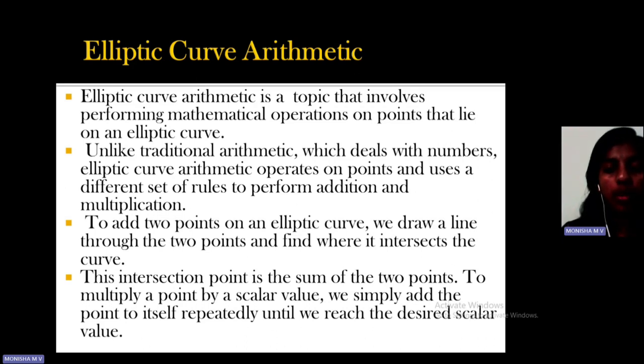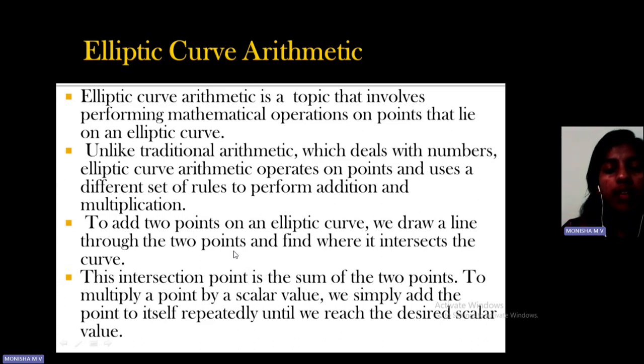If we suppose, we have to draw a line through the 2 points and find where it intersects the curve. This intersection point is the sum of 2 points. As I told, those intersection points are the sum of 2 points, and then the multiplication of a point by a scalar value. As you know, we have learned about scalar and vector.